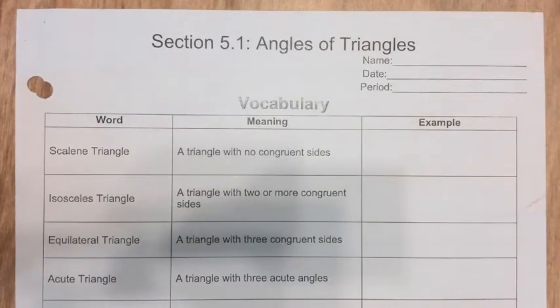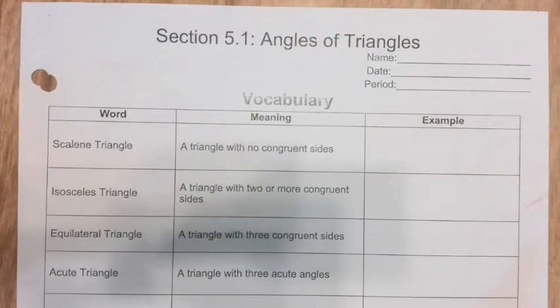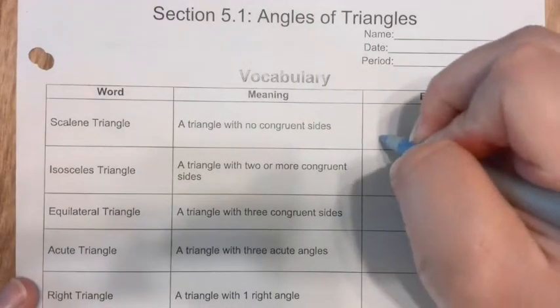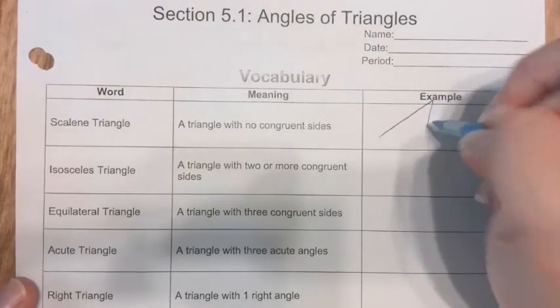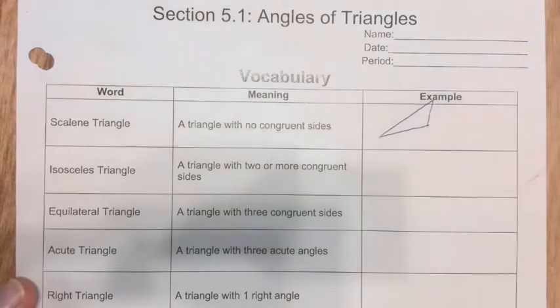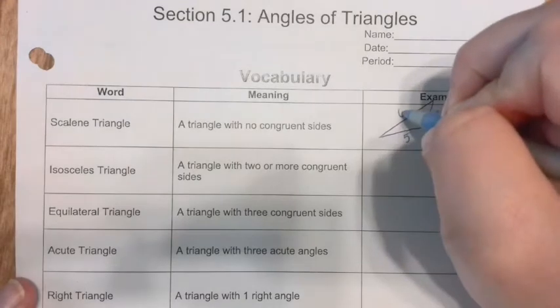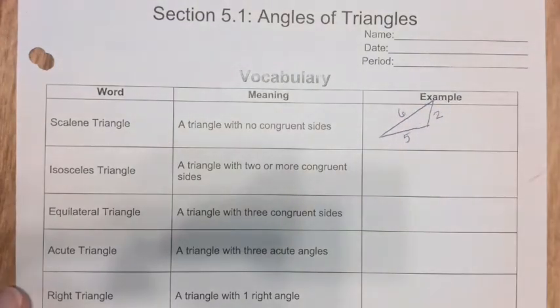Section 5.1, Angles of Triangles. We have some vocabulary here, quite a bit on Section 5.1. The first word is scalene triangle. It is a triangle with three different side lengths. So maybe this is a 5, this is a 2, and this is a 6. Three different number side lengths.